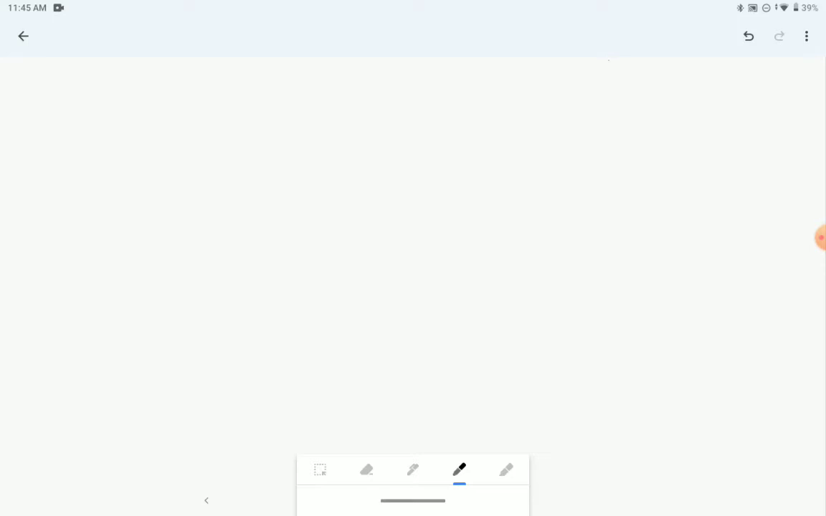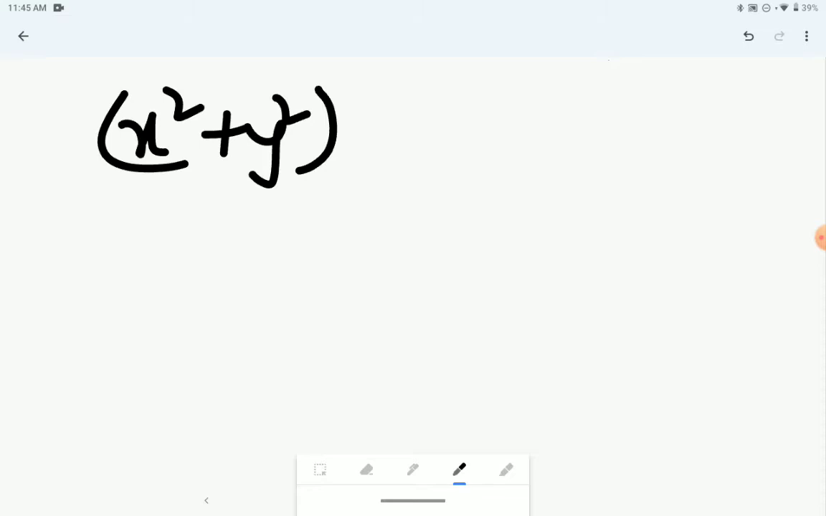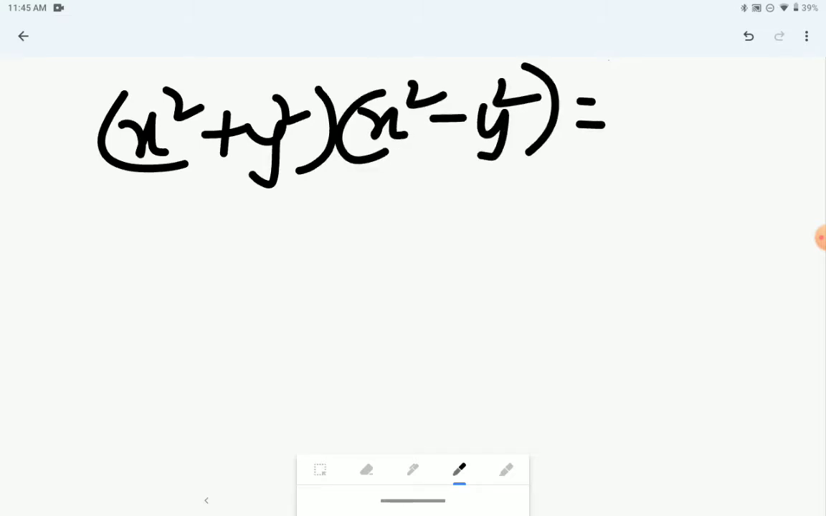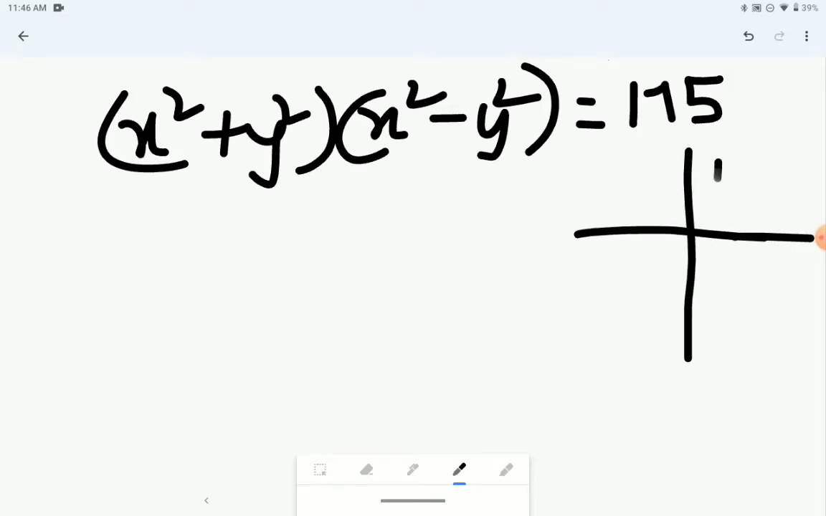Now the shortcut is, first we are given that x power 4 minus y power 4 is equal to 175. We can factorize this as (x square plus y square) into (x square minus y square) is equal to 175. The first thing we should do is factorize the left hand side, so we write it in the simplest possible way. Now on the right side you should do the prime factorization, also in the simplest way.